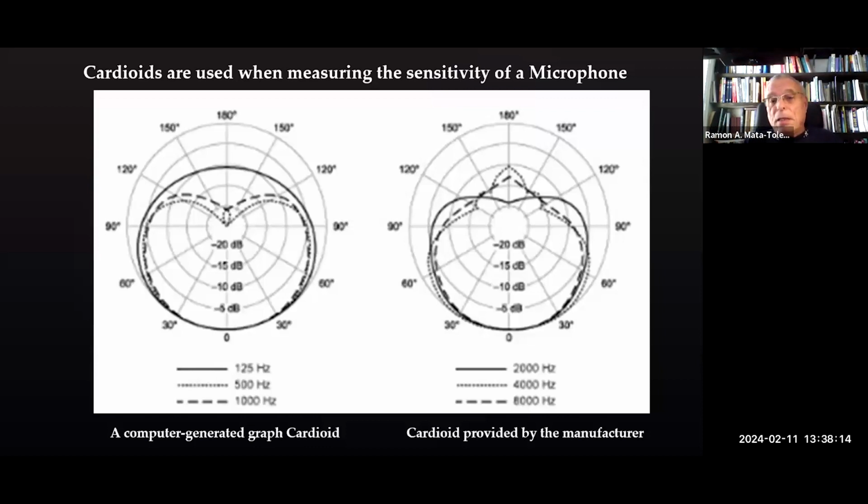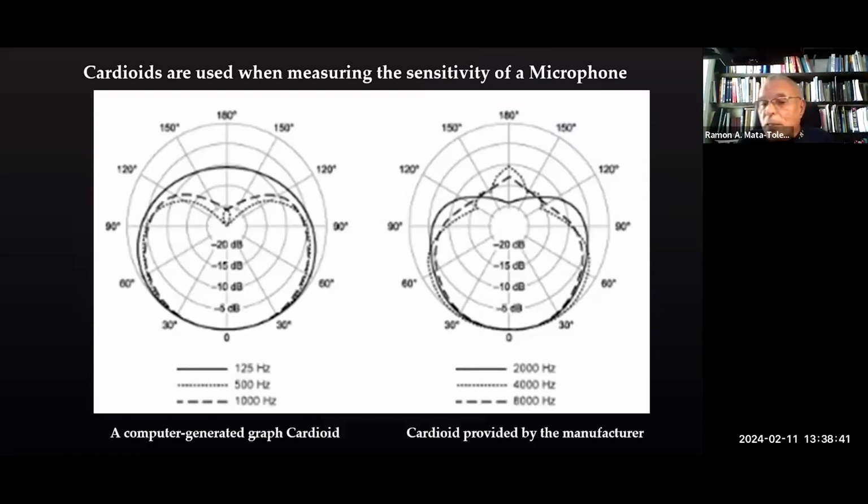The one on the right is the one we get from the manufacturer. The manufacturer offers it, and it says this is the sensitivity of the microphone. This is what we obtain in our labs. Obviously they sometimes have more embedded equipment than we do, so their measurement may be more precise. But here is where we see that there are similarities.